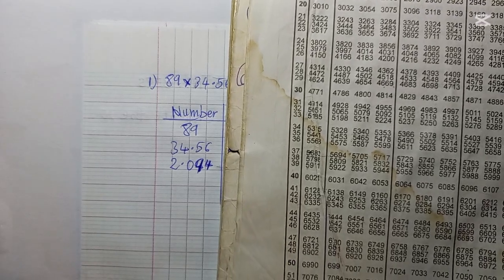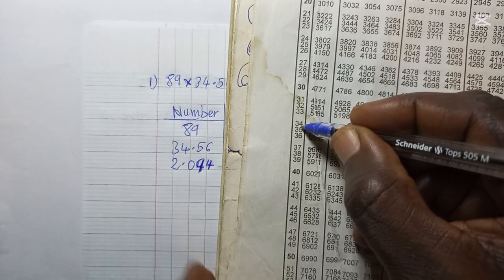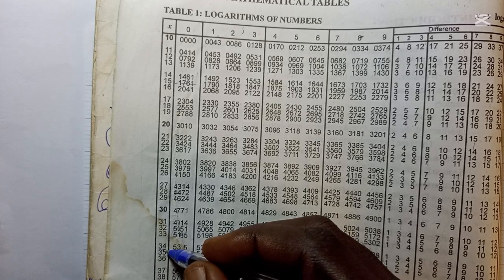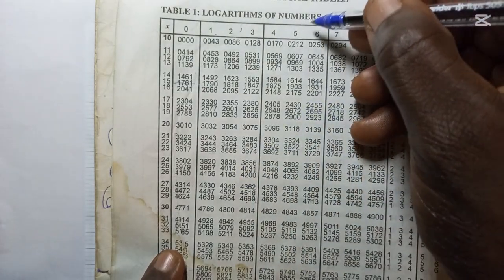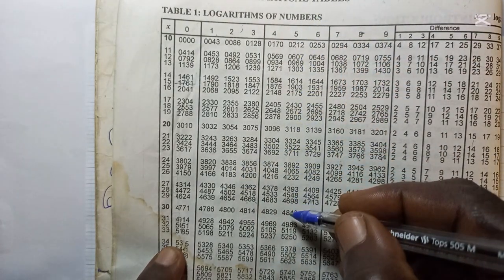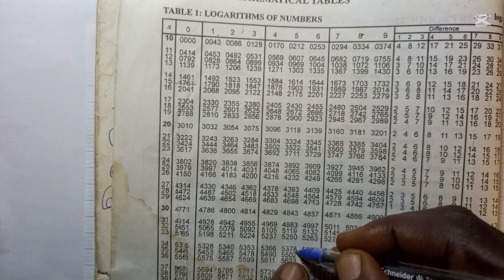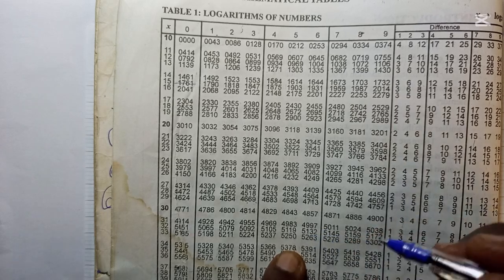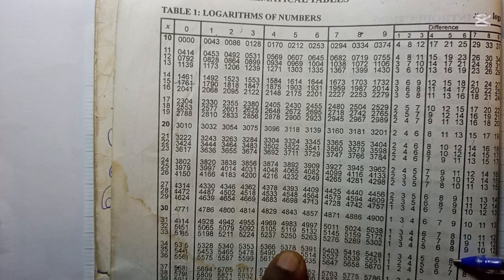Open your table of logarithm of numbers. I will look for 34. So this is 34 there. The next thing is under 5. 34 under 5, there's 5 there. Trace it downward to make sure that they match together. So that gives us 5378. Now let's look for the difference of 6.